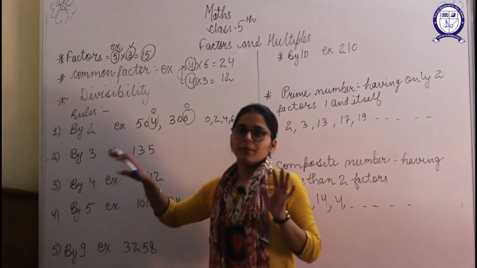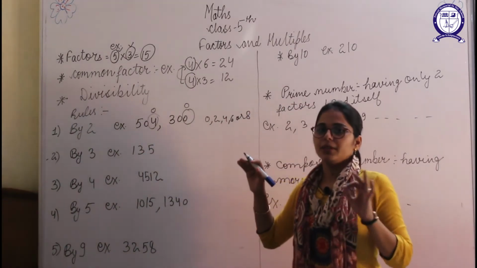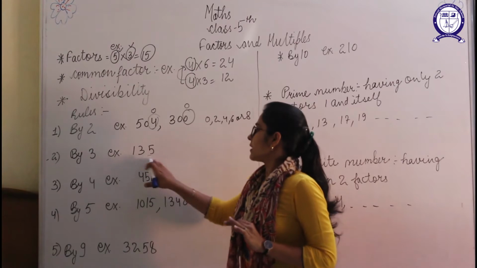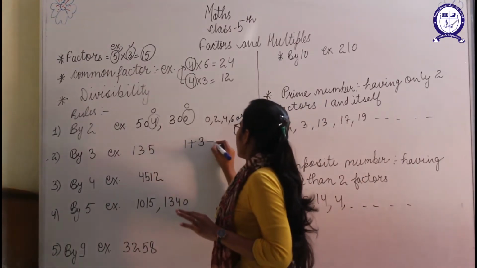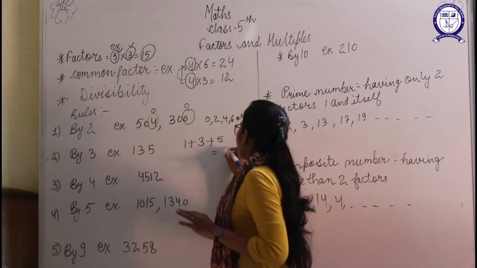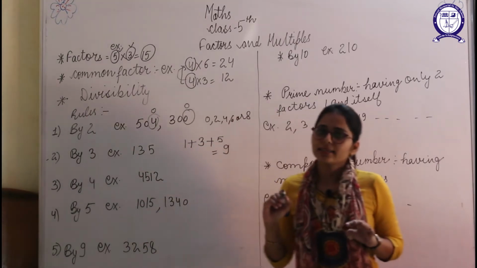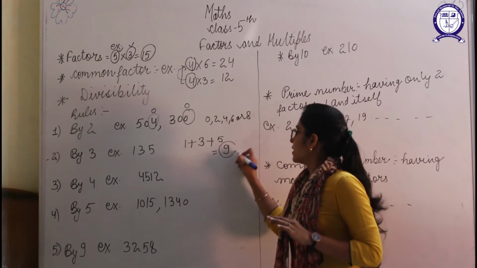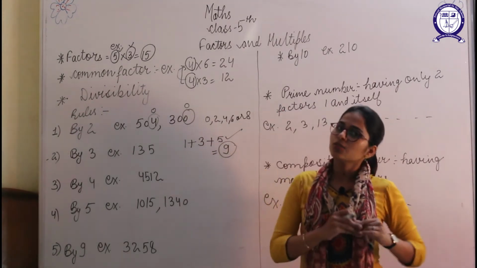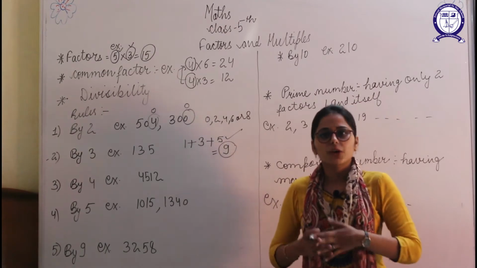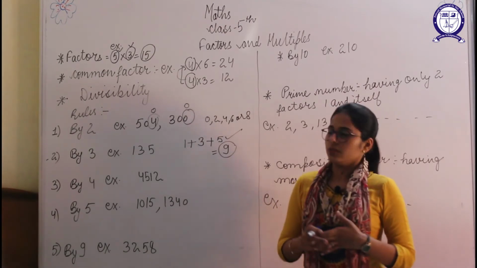Now by 3, how to check the divisibility rule by 3? Just make the digit sum. So when we find the sum of the digits 1 plus 3 plus 5, it will give us 9 as the sum. So 9 is divisible by 3. Yes, this number is divisible by 3. If the sum of the digits is not divisible by 3, the number will not be divisible by 3 either.